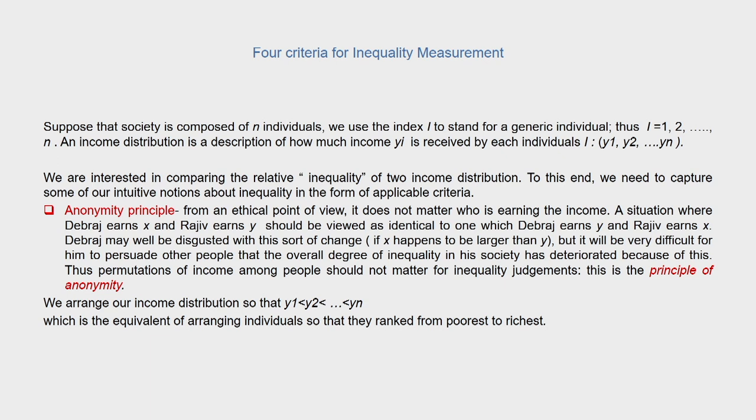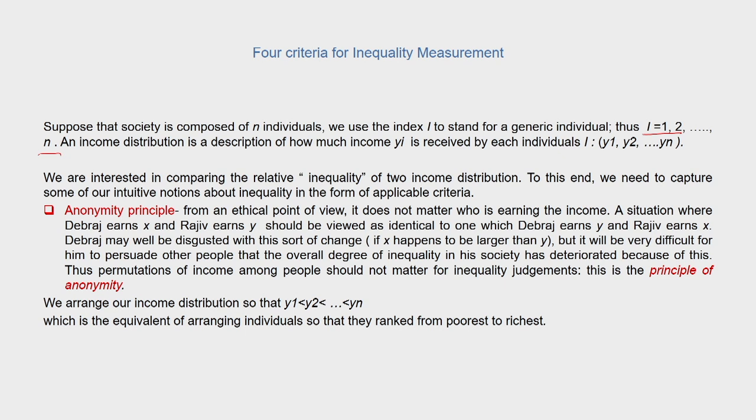So, suppose a society is composed of n individuals. We use the index i to stand for a generic individual. So, i comprises these individuals 1 to n. An income distribution is a description of how much income yi is received by each individual: y1, y2, yn. So, we are interested in comparing the relative inequality of two income distributions, and to this end we need to capture some of our intuitive notions about inequality in the form of applicable criteria.